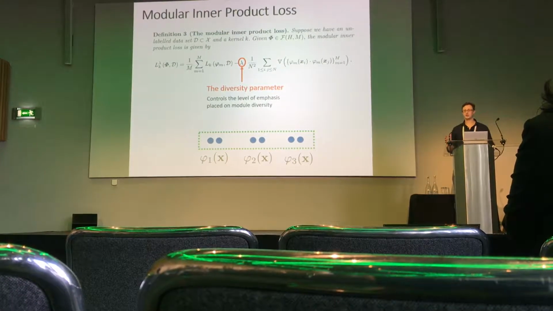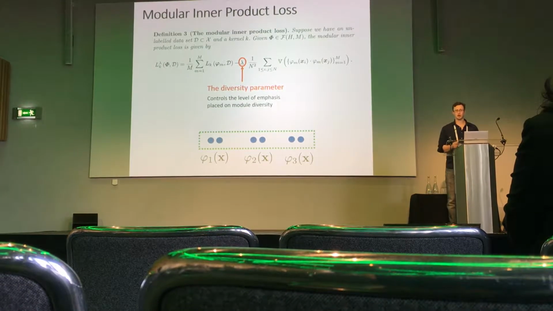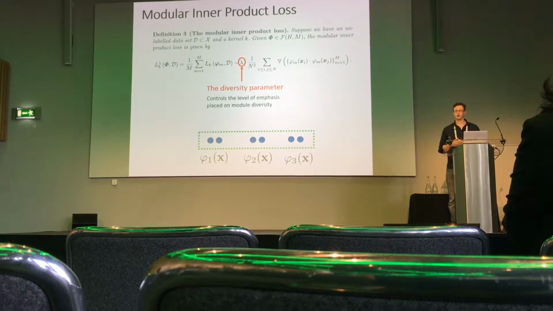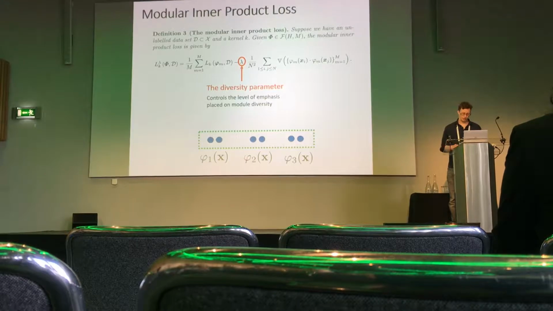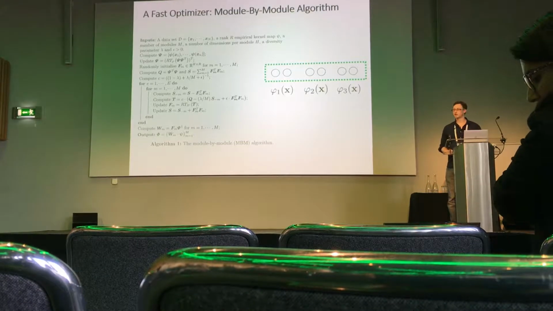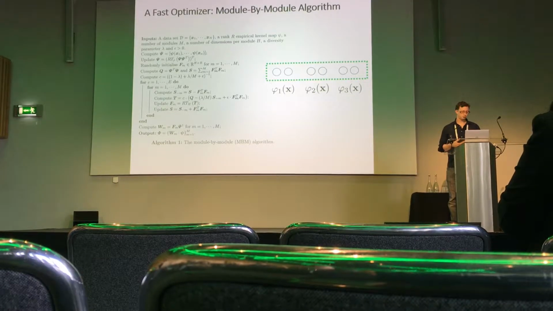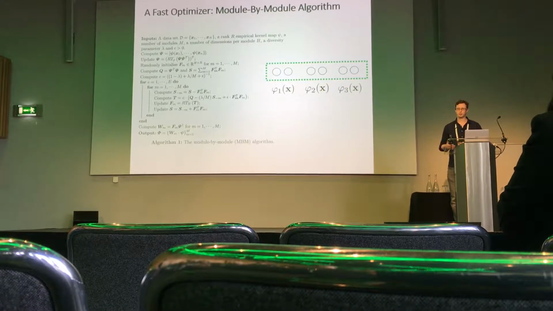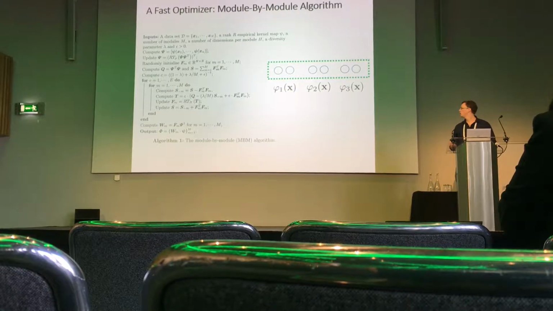And the downside of pursuing this approach is that if we look at the summation in question, we're actually summing over all possible pairs of examples, and this can make our optimization extremely slow. So we're going to try and do something more efficient, and what we employ is a fast optimizer, which we call the module by module algorithm. And the way the module by module algorithm works is actually quite simple.